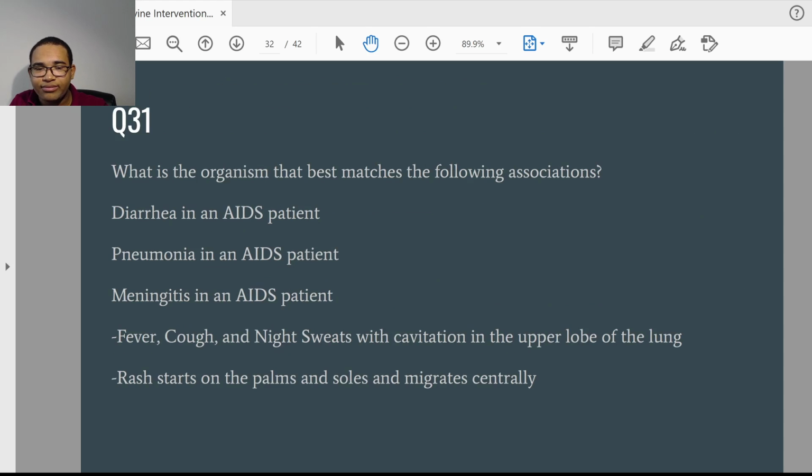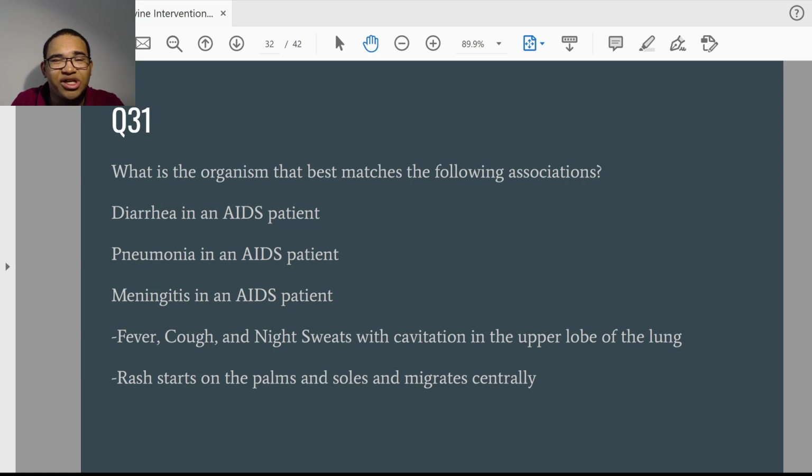Okay, now what's the organism that best matches the following associations? Each of these has specific answers. Diarrhea in an AIDS patient: what if I told you that this person had acid-fast oocysts in the stool? What are you thinking about? This is Cryptosporidium parvum. Please do not confuse Cryptosporidium with Cryptococcus on a test; you can see how people could screw that up on an exam. You can treat that with nitazoxanide, and it usually causes a watery diarrhea.